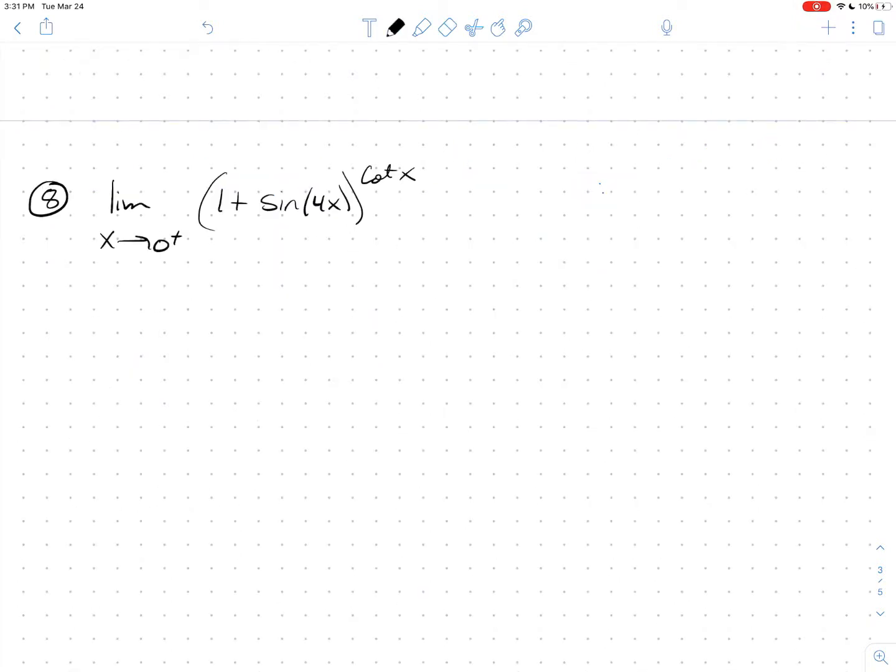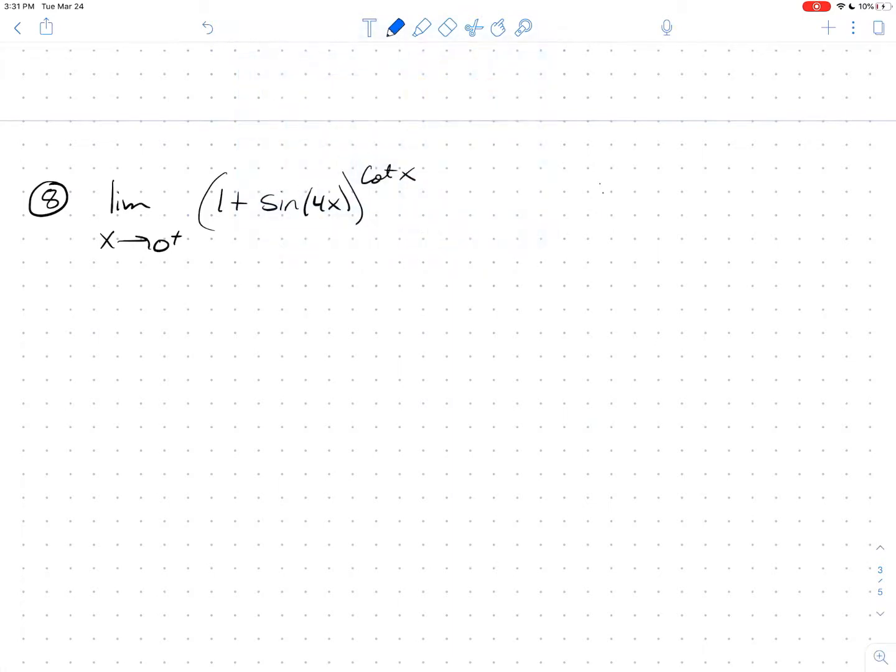I've got the limit as x goes to 0 from the right of 1 plus sine of 4x to the cotangent of x. I'm going to notice right away that the inside of this has a variable, and it's also raised to a power. There's a variable in the base and the exponent. So that suggests somehow that I'm going to want to take the natural log of this.